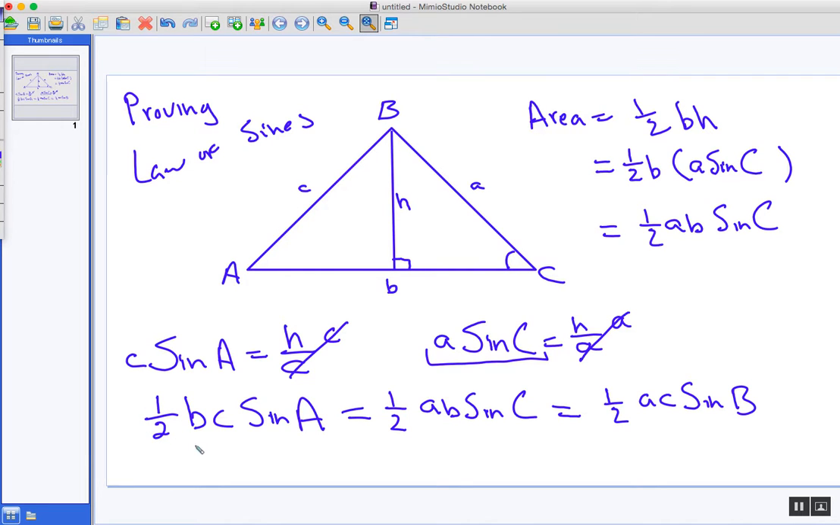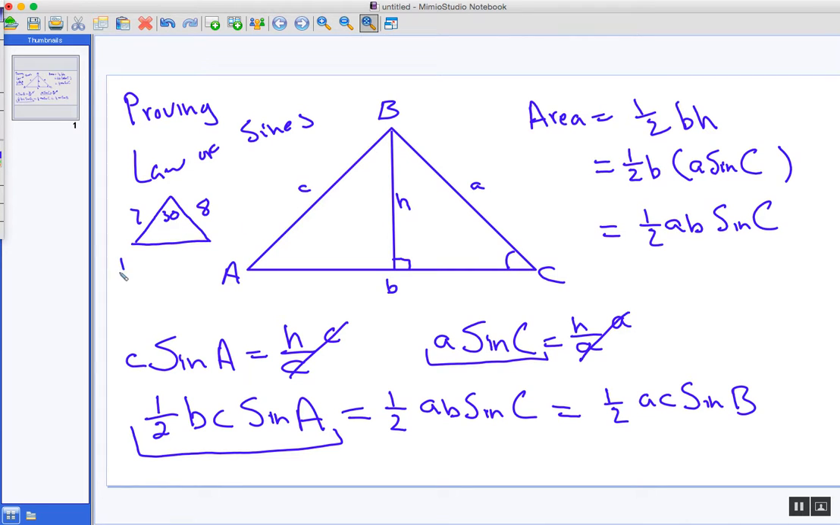Let's think about this for a second before we move forward. Notice that b and c are the sides that make up angle A. And notice that b and a are the sides that come together to give us angle C. And notice that a and c come together to give us B. This is a really great formula for finding the area of a triangle that is not necessarily a right triangle. All you really need to know to find the area are two sides and the angle between those two sides. So this works for any triangle.